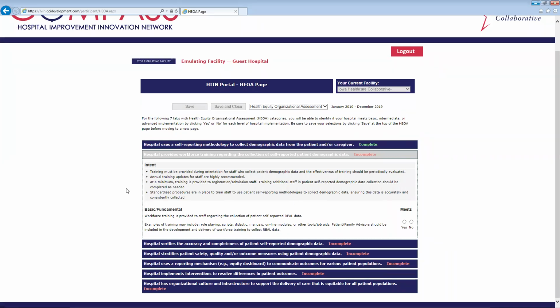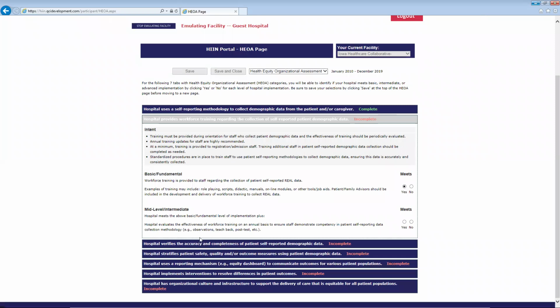Each time, it's going to show the intent of the category, why it's important, what it is that you're trying to accomplish, and then you're going to answer whether or not you do this. So, is our workforce trained regarding the collection of patient self-reported REaL data? And let's say for this organization, yes, they do that, but when it gets to the mid-level or intermediate, which means that they are evaluating the effectiveness of workforce training on an annual basis, they don't quite meet that yet.